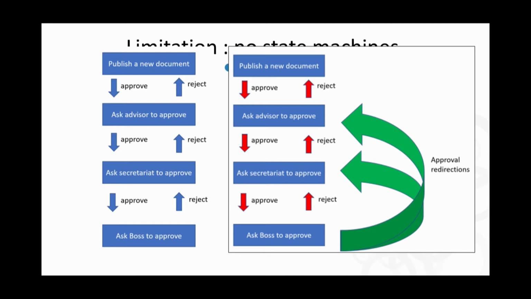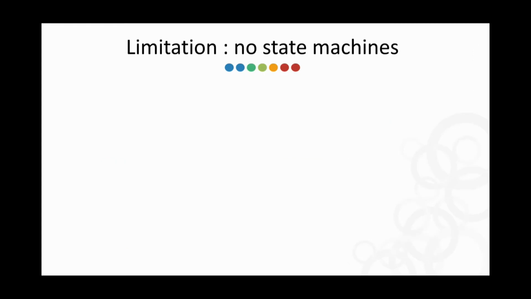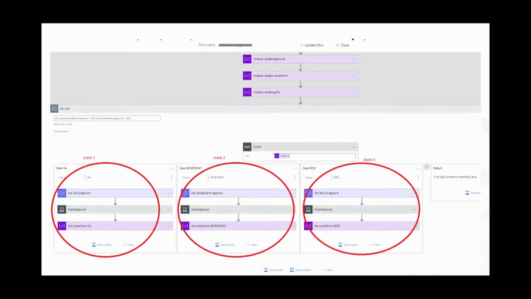So there is no state machine, but I've published a workaround, which is that you can simulate a state machine in Flow. Basically, I have a blog post. If you want more details, go to my blog post. But you will see this. You can create a state machine by writing a do until.